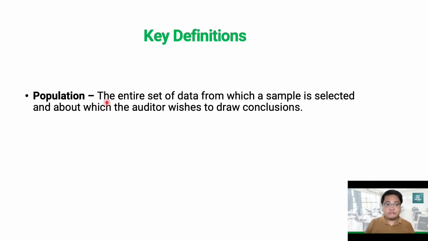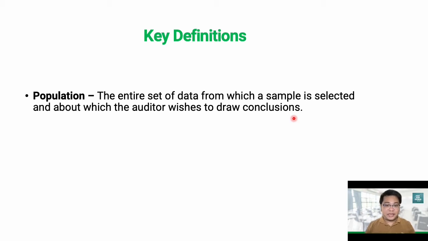Next, we have population. So population is the entire set of data, so from which a sample is selected and about which the auditor wishes to draw conclusions. So for example, you're auditing sales transaction. So it's possible that your population will be the invoices issued by the client. So for example, the invoices issued by the client during the period is from invoice number 100 to invoice number 10,000. So the invoice number 100, 101, 102 up to 10,000, that would be your entire population for that test or for that procedure. Okay?